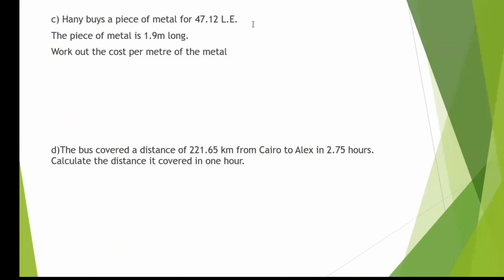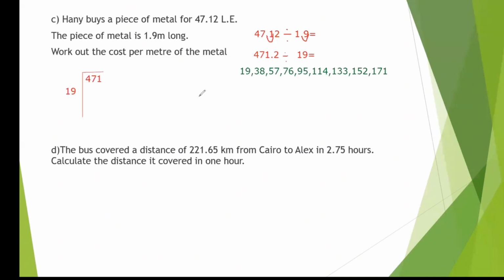47.12 by 1.9. To solve this one, we have to change the divisor to be a whole number. How? By multiplying the divisor and the dividend also by 10. ممكن نقول إن أنا هعمل multiply by 10 وممكن نقول إن أنا I will move the decimal point to the right direction one step وبرضه هنا I will move it one step. So it will be 471.2 divided by 19. First, we will write the multiples of 19.